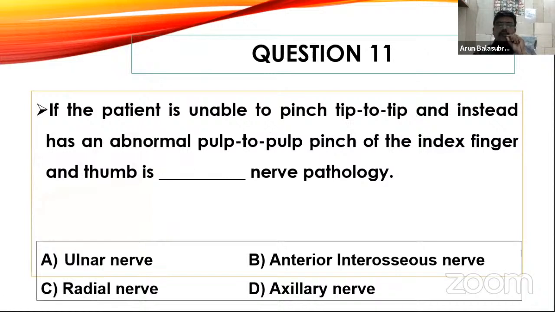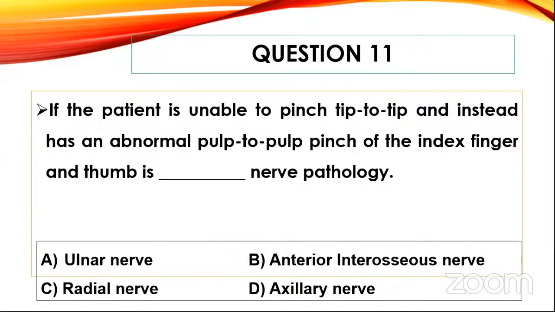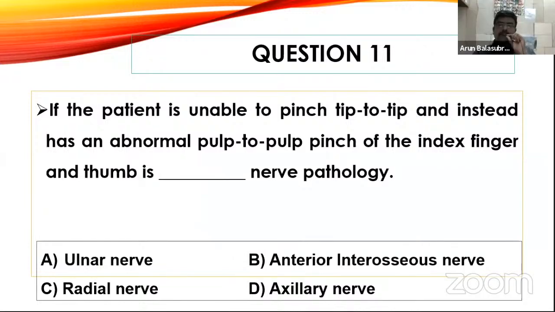Right, so half of the questions are over. We are moving to question number 11. If the patient is unable to do a tip to tip pinch, instead he has abnormal pulp to pulp pinch of the index finger, which nerve is the pathology? So we ask the patient to do tip to tip. Yes, he was unable to do it, he is doing pulp to pulp.